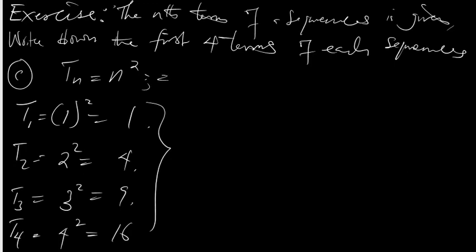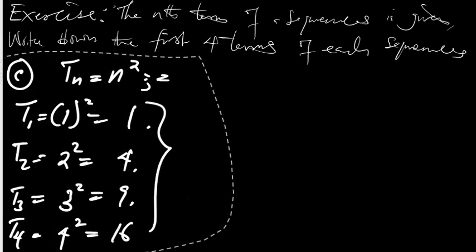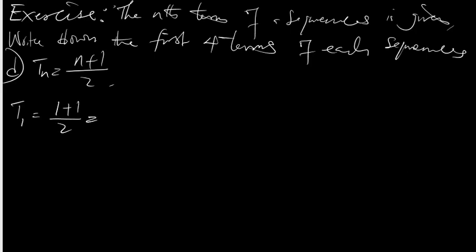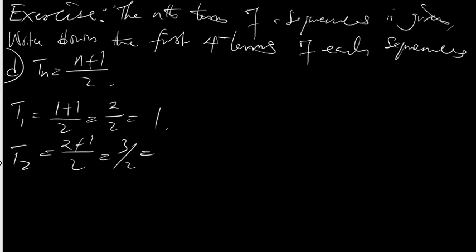Now let's go over to the next problem. The next one is the n term is equal to n plus 1 over 2. Now the first term will be 1 plus 1 over 2, which is equal to 2 over 2, which is 1. The second term is 2 plus 1 over 2, which is 3 over 2, which is 1 and 1 over 2.